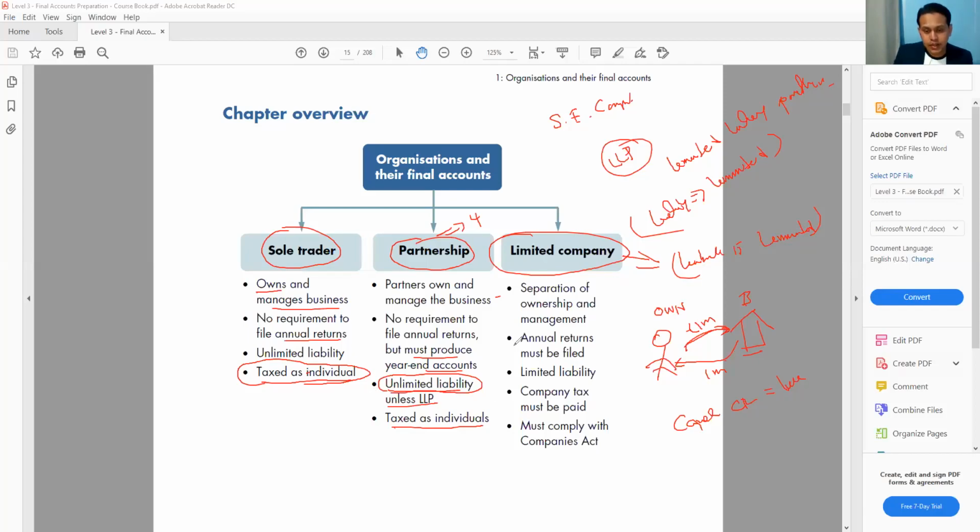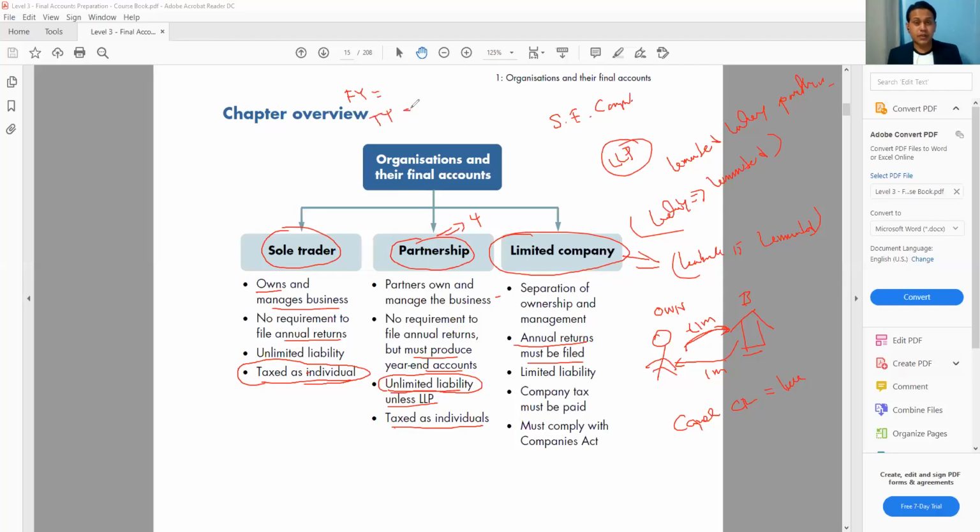Then the next one we have is annual return must be filed. So every year, every 12 months, we have to submit our information to HMRC. So annual return has two things we have to remember. One is called financial year and one is called tax year.